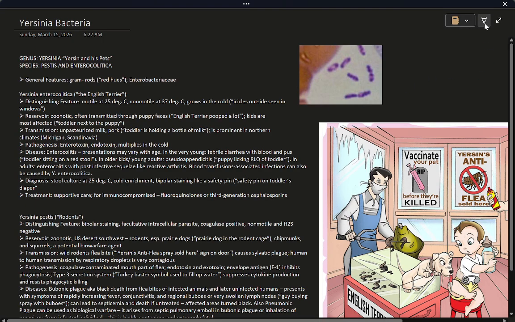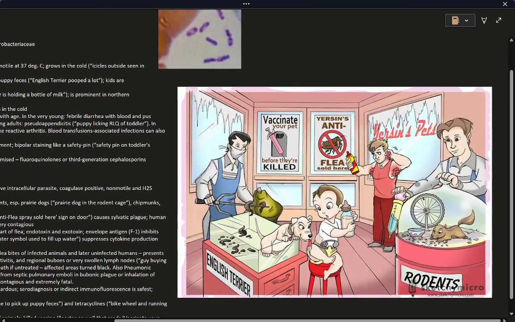In this video, we're going to be going over the Yersinia bacteria using the image provided by Sketchy, and the image is called Yersin and his pets. And here is the image that we will be analyzing.